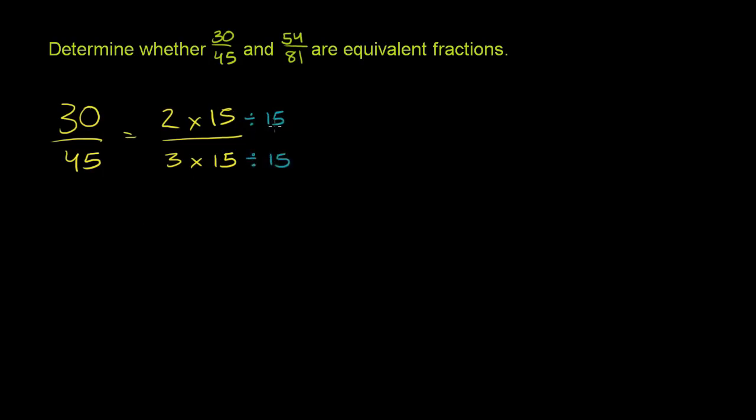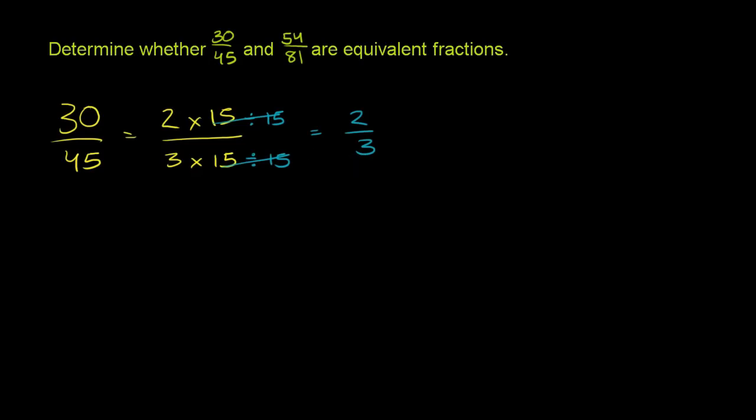Well, 15 divided by 15, they cancel out. This 15 divided by 15 cancels out. And we'll just be left with 2/3. So 30/45ths is the same thing as 2/3. It's equivalent to 2/3. 2/3 is in lowest possible terms, or simplified form, however you want to think about it.